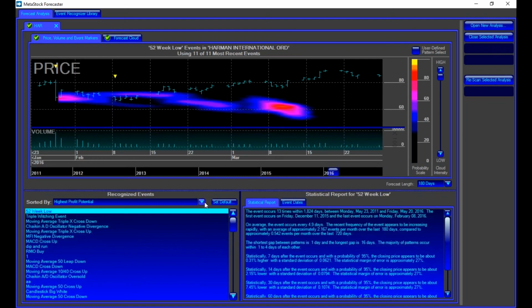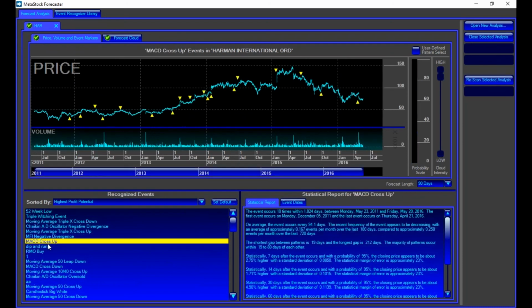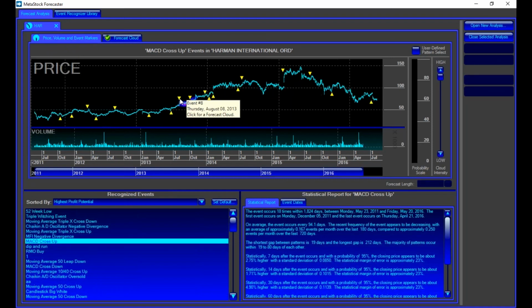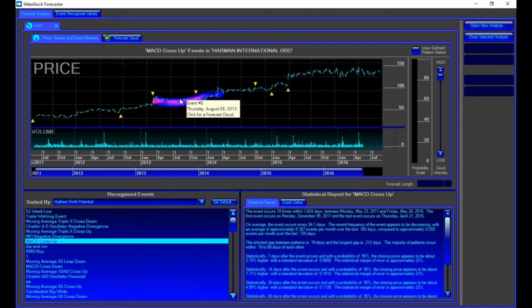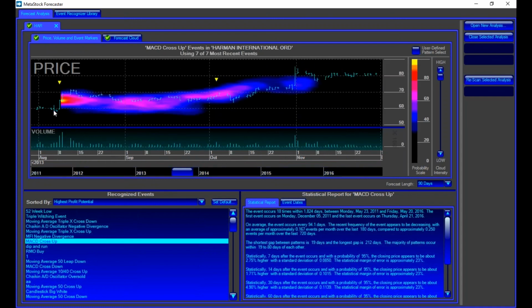Now, we were looking initially in our analysis at the MACD. So what we're going to do is scroll down to the MACD. This is a MACD cross up, so it has crossed above its signal line. Let's take a look. The event has happened 18 times in the last 1,824 days. I just picked a random one. This one happened on August 8th, 2013.